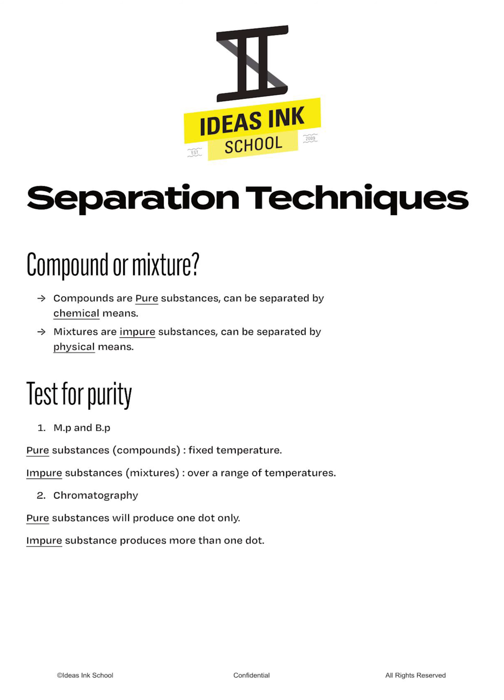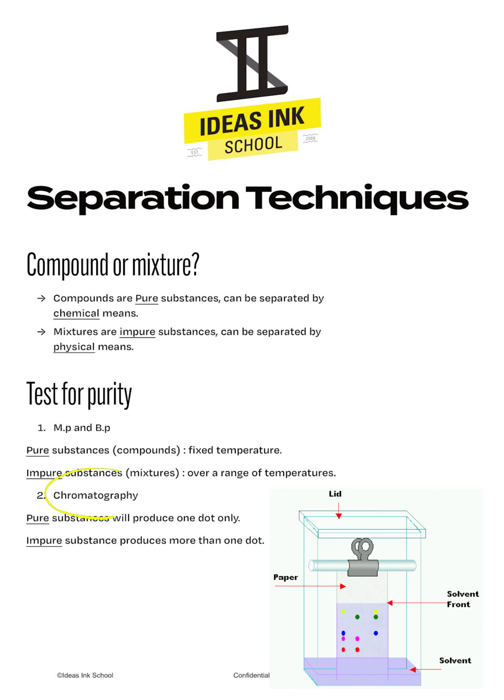of temperatures. The second test is chromatography, which we will go into more detail by the end of the chapter. For now, if a substance is a pure compound, we will see only one dot appearing on the chromatography paper. And if the substance is an impure mixture, multiple dots can be seen instead.